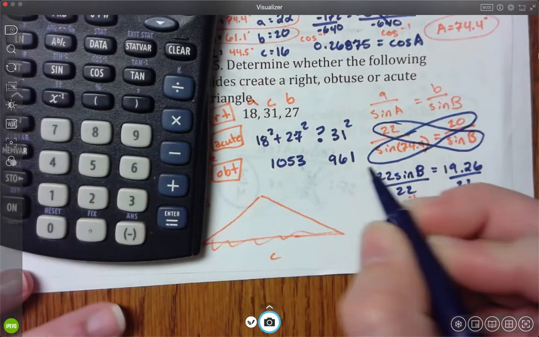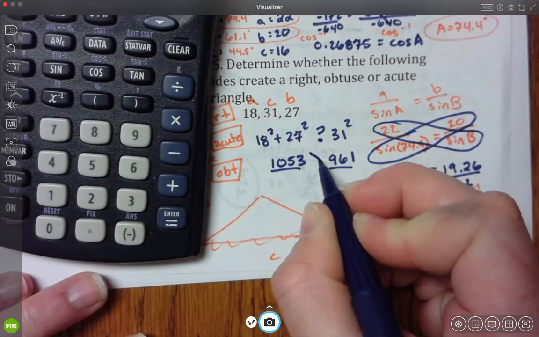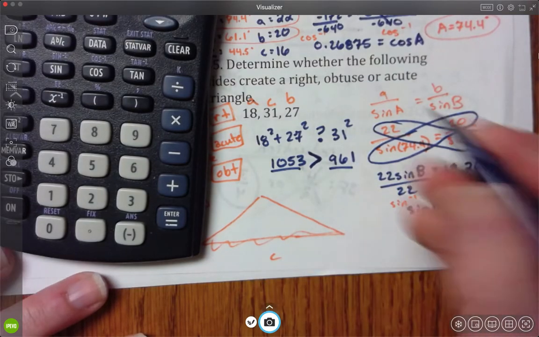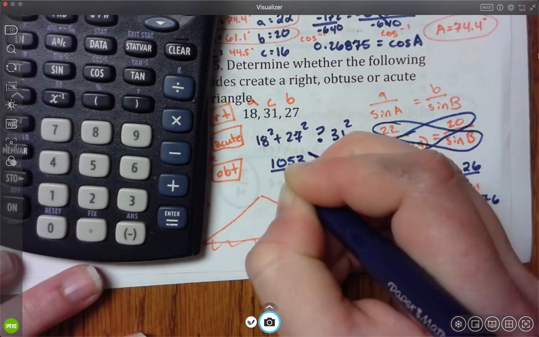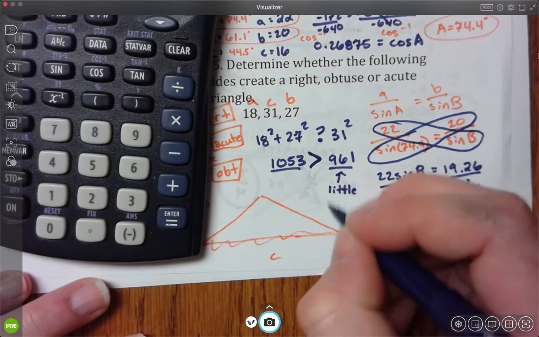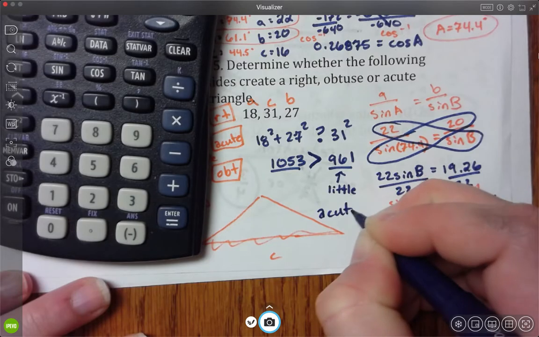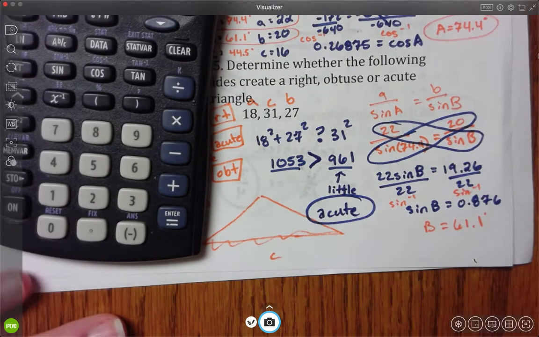So going by just those two numbers, I can see that this one is bigger than this one, which means that my C side is little because it's smaller than the A plus B. So this is going to be an acute triangle. Those sides put together are going to be acute.